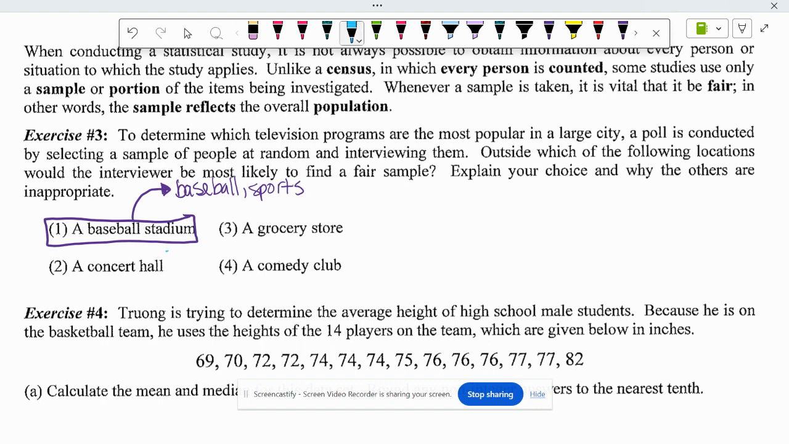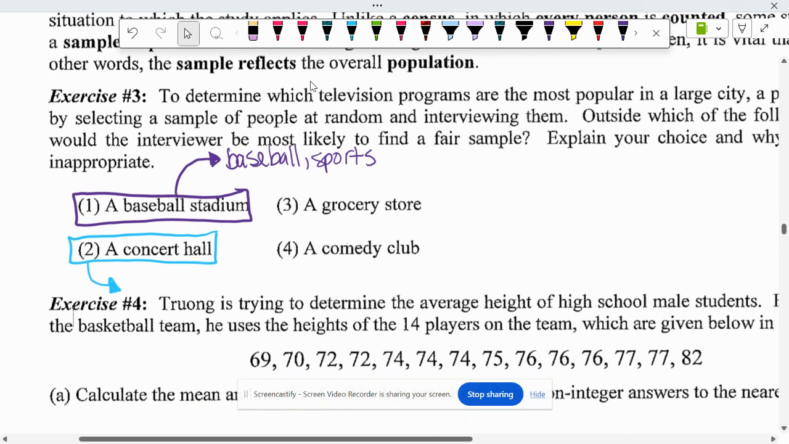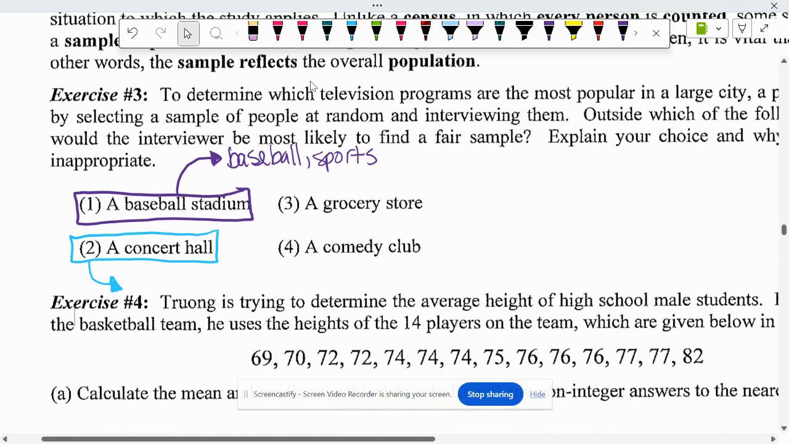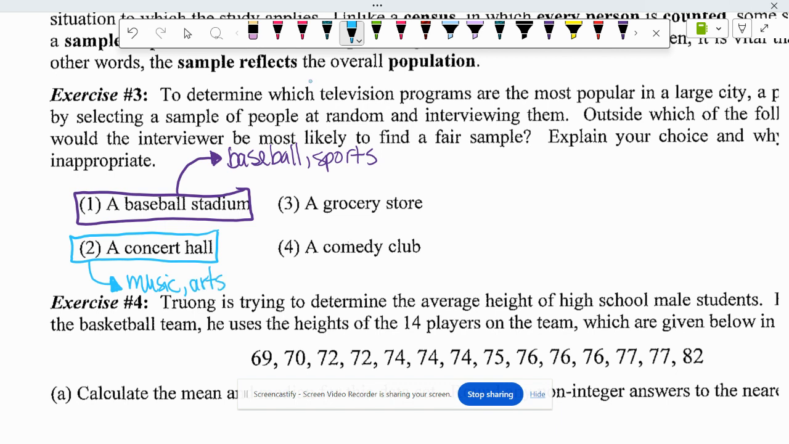Okay. What if we stood outside of a concert hall and interviewed those people? What do you think they might tell us? Music, right? So maybe they only watch music programs, or they like the arts, so like maybe they do things like, I don't know if there's PBS around here because I don't have regular TV, but the National Geographic or things like that. What about outside of the grocery store?